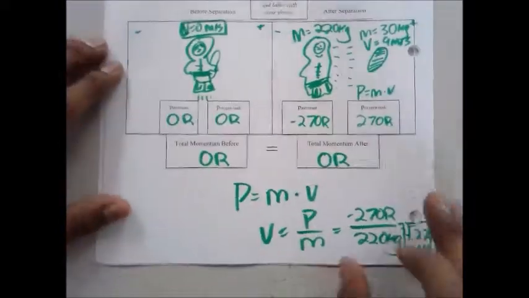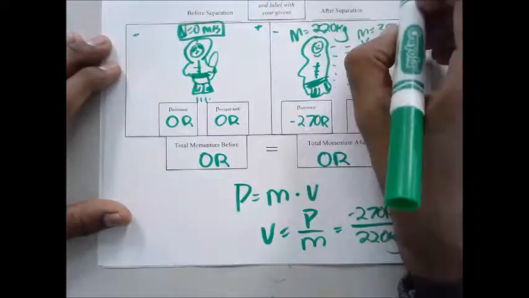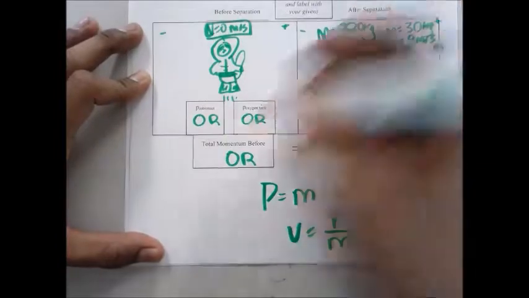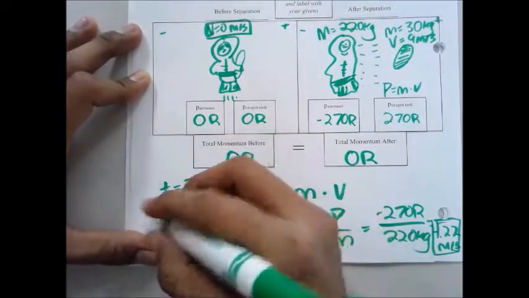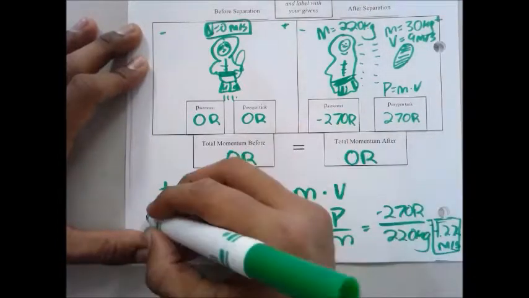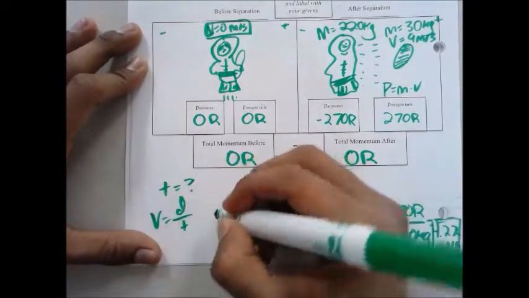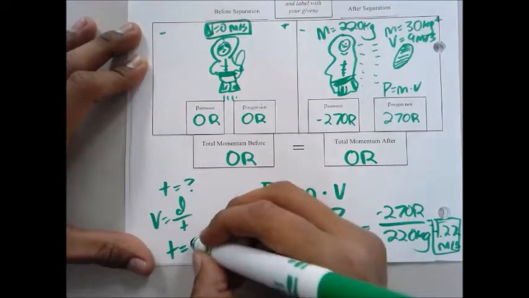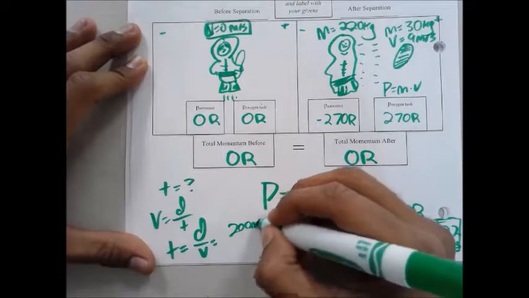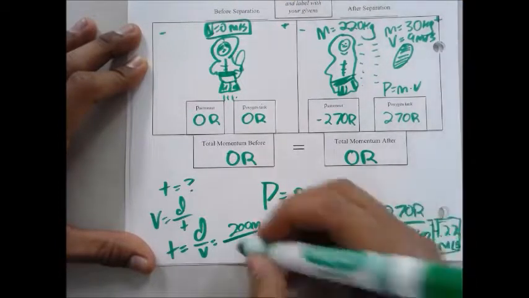Now, Part C asks us how long does she have to hold her breath if she's 200 meters away from the spaceship. All right, so we have her velocity. We want to figure out how long, so we know that we're looking for time. To find the relationship between time and velocity, we know that v is equal to d over t. And so if we're looking for t, we know that's going to be d over v. The distance is 200 meters. The velocity is 1.22.